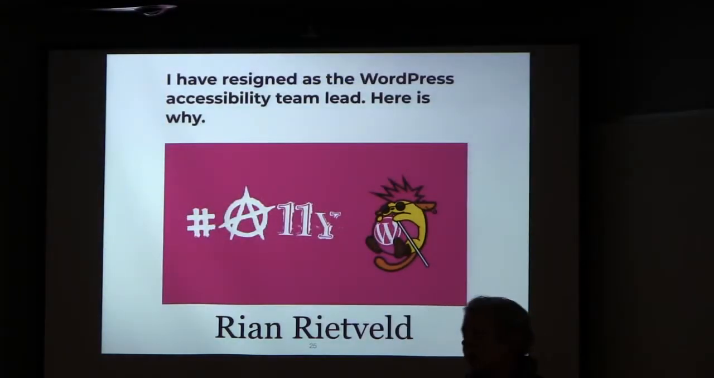The lead on the WordPress accessibility team, and I don't know how you say her name, Ryan Rettenveld, I guess, resigned from the team because she felt that accessibility was not being given the priority that it should be. And when you consider that thousands of volunteer hours from that community have gone into making WordPress accessible, to have that just thrown out was a pretty big deal.